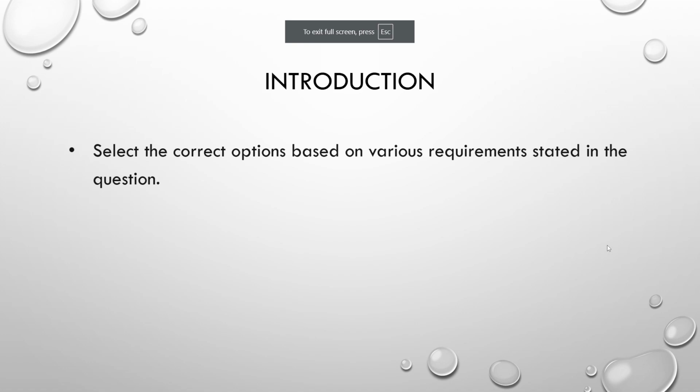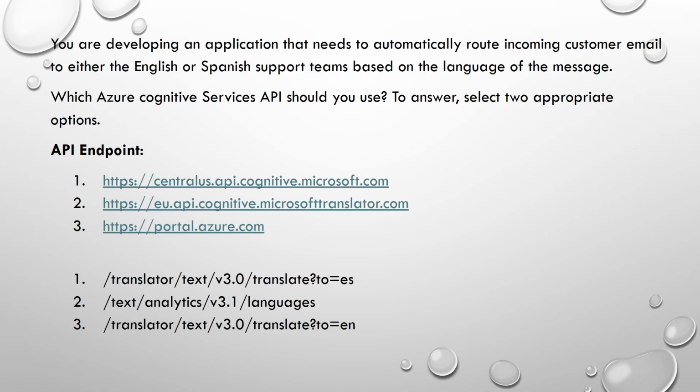As for the format of the question, we have to select the correct option based on the various requirements stated in the question. The question is, you are developing an application that needs to automatically route incoming customer email to either English or Spanish support teams based on the language of the message. Which Azure Cognitive Services API should you use? To answer, select two appropriate options, and the options are provided.